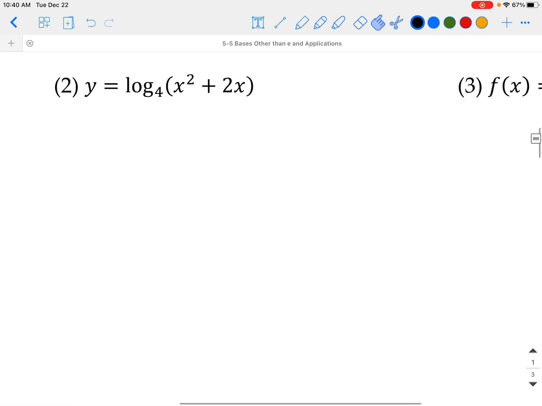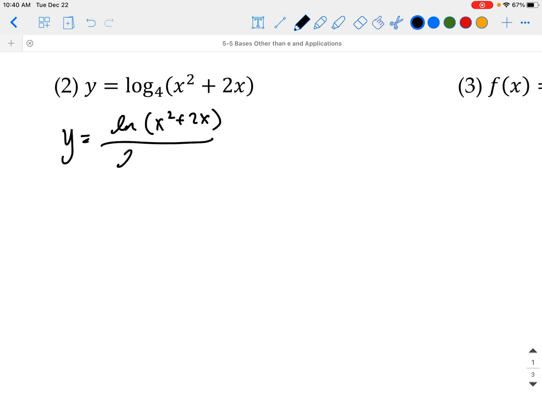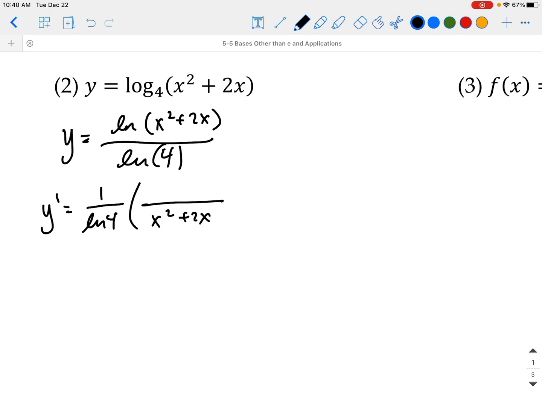Okay. For number 2, now we're going to take the derivative of the logarithm. And again, you could rewrite this as the natural log of x squared plus 2x over the natural log of 4. So you could use the change of base property, and then you just would be differentiating the top portion, which y prime is just going to be, so we've got 1 over ln of 4. We can just leave that on the outside, and then the derivative is going to be 1 over x squared plus 2x times the derivative of x squared plus 2x, which will be 2x plus 2, and that will be our derivative.